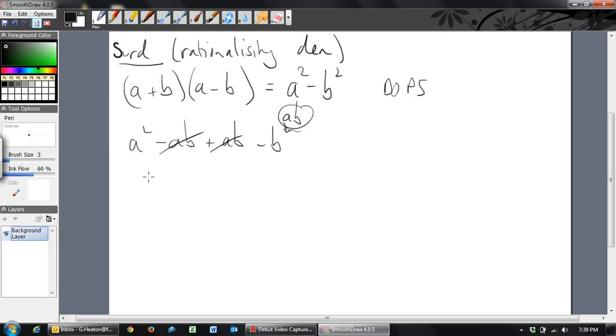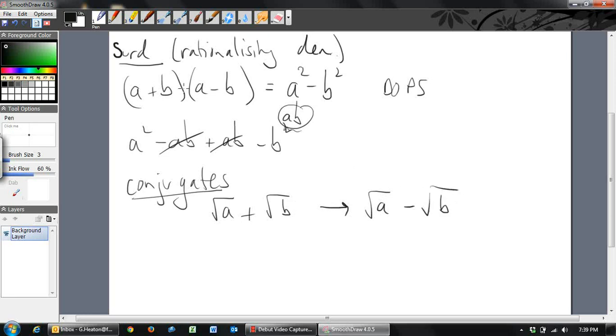And what we call these are conjugates. The conjugate of root a plus root b is root a minus root b. It's sort of the opposite. The conjugate of a plus b is a minus b. The conjugate of a minus b is a plus b. So I'll just write that down. Very similar here: the conjugate of root a minus root b is root a plus root b. So all that changes is the sign between the a and the b. That's all the difference is with a conjugate.